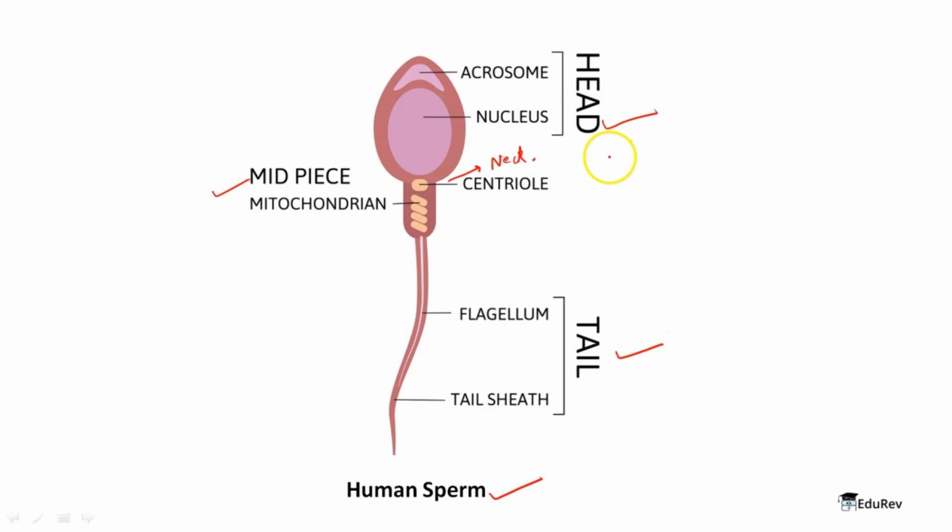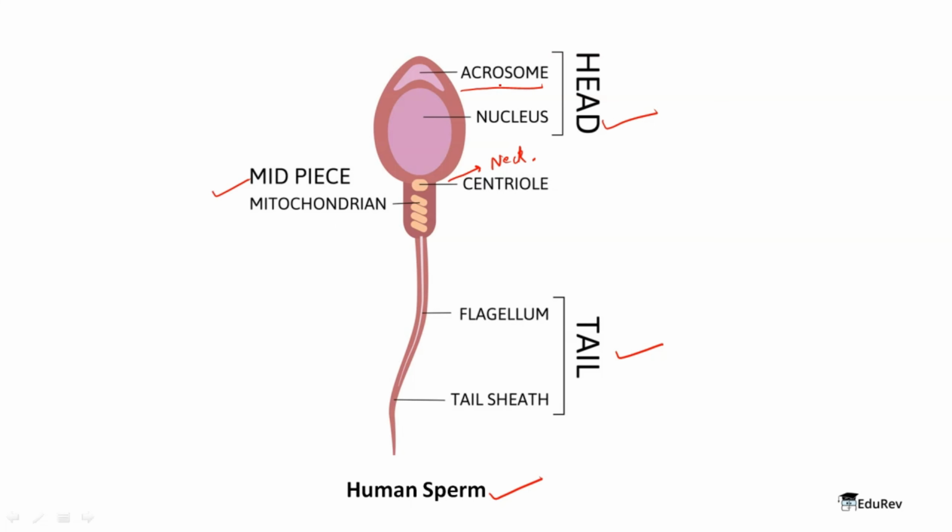Now let's talk about the head region first. At the tip of the head, there is a structure which is formed by the modification of the Golgi, and this structure is known as the acrosome. It consists of sperm lysins, and it will release some enzymes which will break the membrane of the ovum, and then entry of sperm contents will occur inside the ovum, right? The acrosome's secretion is just like a drilling action, right?